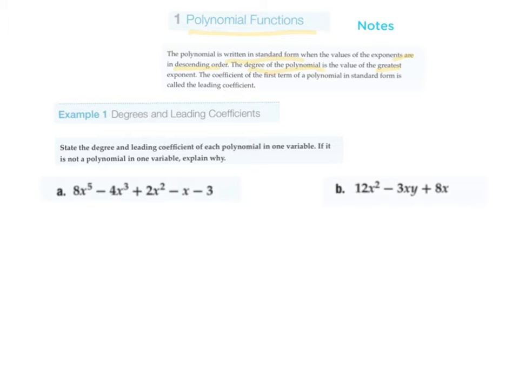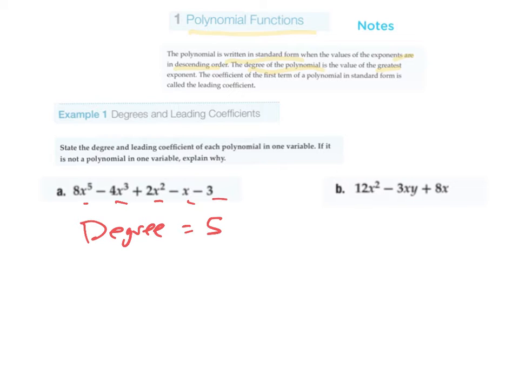So let's look at our first example here. The first example starts with a 5, but then we go down to a 3, and it goes down to a 2, and it goes down to a 1 and a 0. So it's in descending order. There's only one variable, x. So the degree of it is the highest one. So the degree is 5, because that's the highest, which we've done before.